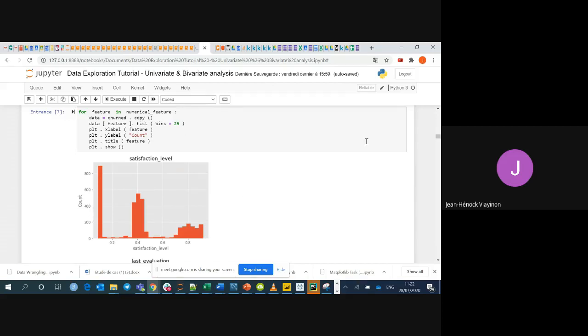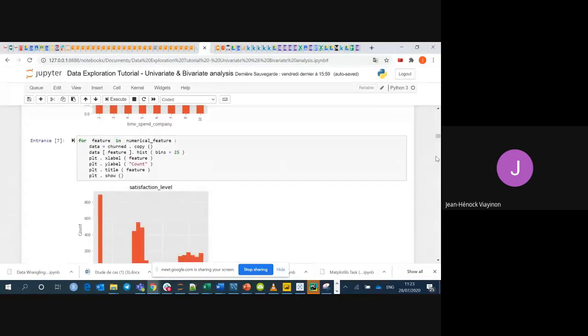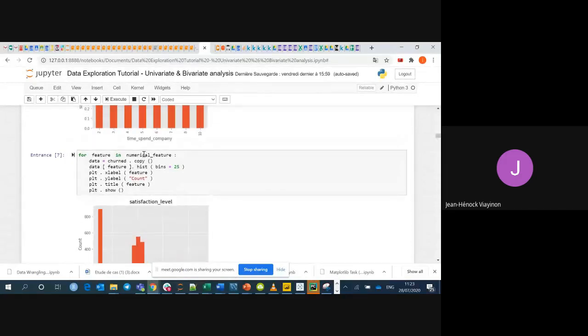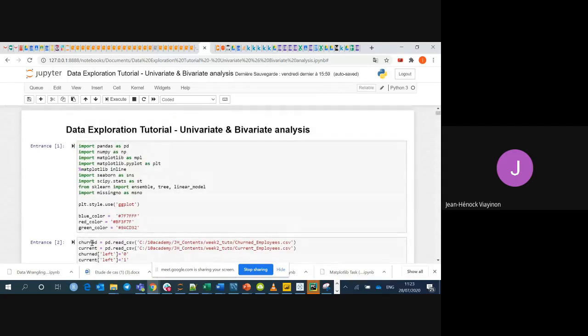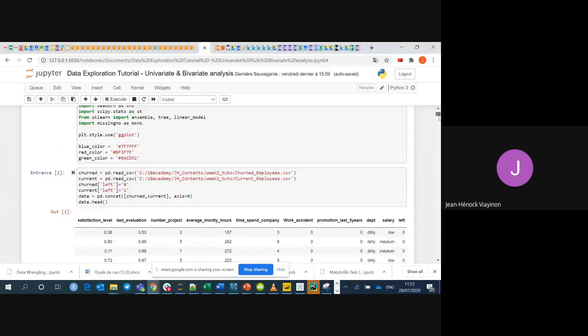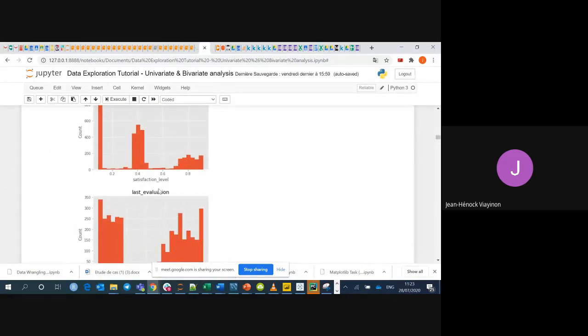I was working on one of the data sets before I merged the two. This seems to be for one data set, but it's the same if you want to plot it for both, because at the beginning I concatenated both data sets into one, so you can just update it. This is the kind of univariate data exploration I wanted you to know, apart from non-graphical analysis like computing means, counts, averages, first quartile, second quartile.